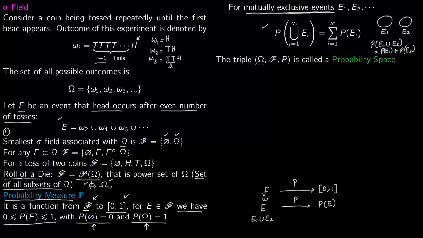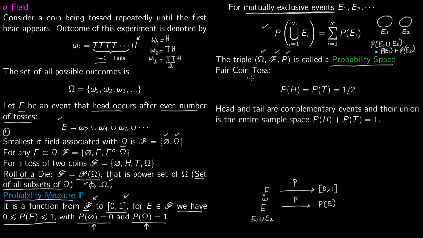So this triple of sample space, sigma field and probability is called the probability space. So let us see an example. You have a fair coin toss and your sigma field is this: null set, head, tail and omega. You have the function of probability which acts on it and you land into 0 and 1. So probability of head is equal to probability of tail, which is equal to half, because both the events are equally likely. You could get a head or a tail. So this is half.